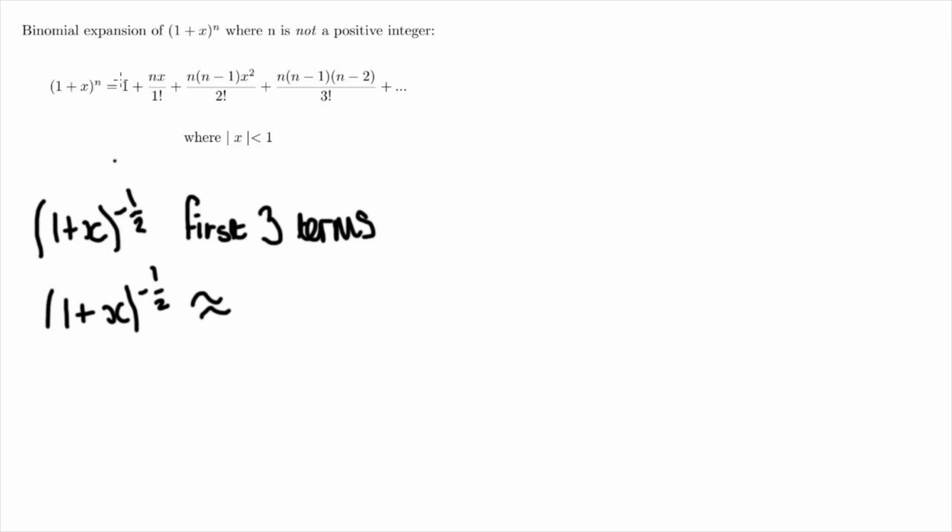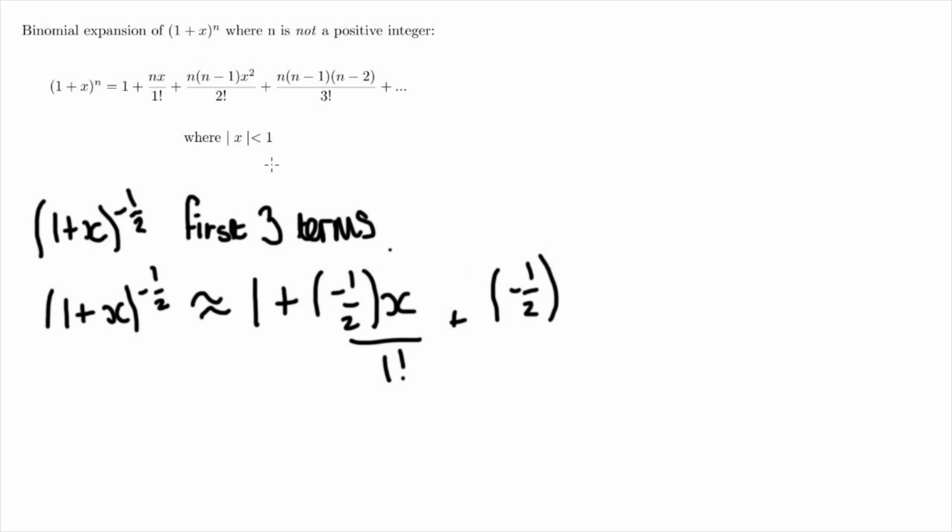Alright, so using the binomial expansion above, we're going to get 1 plus n is minus a half multiplied by x divided by 1 factorial plus, so here we have minus a half again. And then we have n minus 1, so it's going to be minus a half minus 1, x squared divided by 2 factorial.